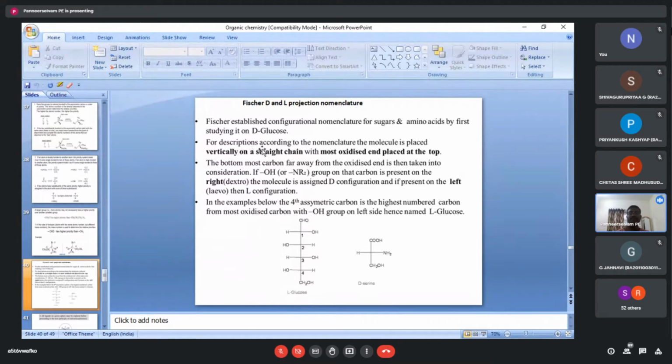For the description according to the nomenclature, the molecule is placed vertical as a straight chain with the most oxidized part placed at the top. Which one is the oxidized part? The aldehyde. This applies to glucose, fructose, maltose, hexose, furanose. This is also, after that, a disaccharide.